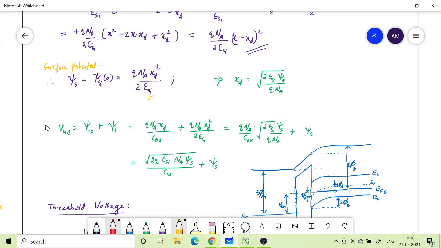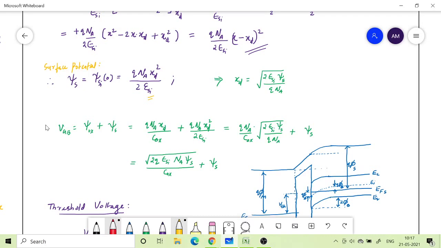So that voltage drop in the semiconductor is the second term, which has xd square, and similarly the oxide region is an insulating region, and it will also have a voltage drop, just like a capacitor. Okay, so a capacitor has a voltage drop, and in a similar way we can think of this voltage drop psi ox plus psi s is VGB.